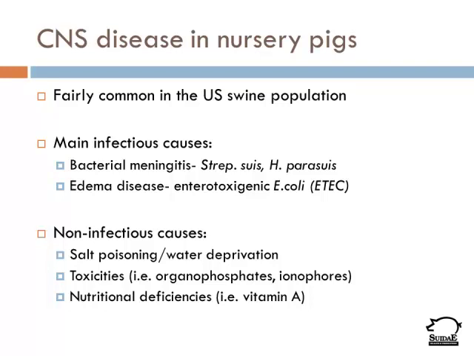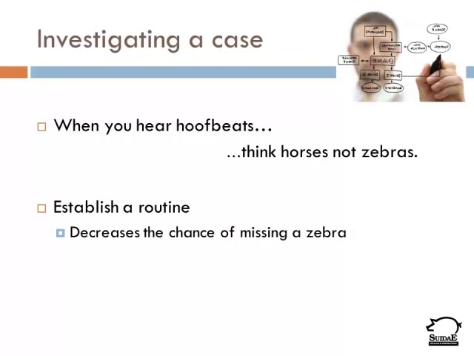But I'm not up here to start listing every reason why there could be CNS diseases in swine. What I want to do more is tell you how I go about diagnosing central nervous system disorder in nursery pigs and the things that I look for when doing so. So I went to Iowa State to vet school, and I heard hundreds of times from different professors, when you're in North America and you hear hoofbeats, it's probably horses and not zebras, which is true, but I think that it's important to establish a routine when you're investigating cases so that if an occasional zebra runs by, you don't miss it.